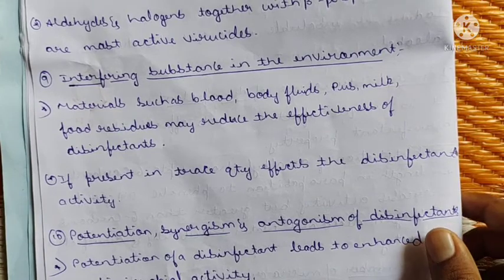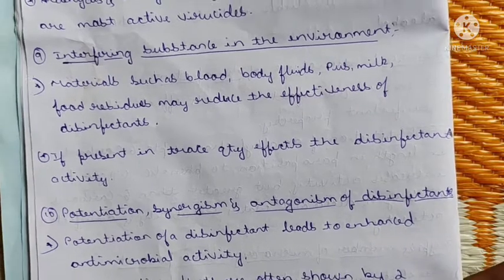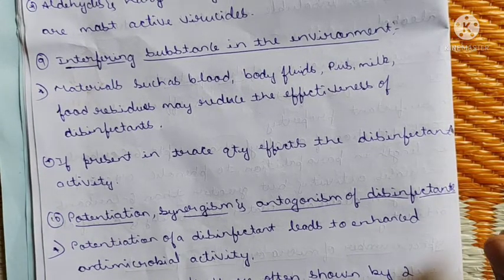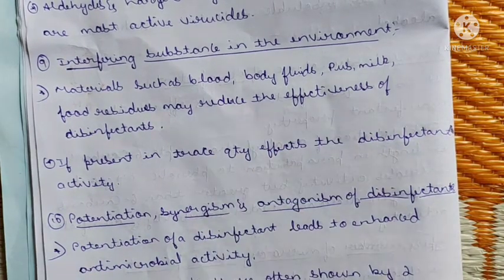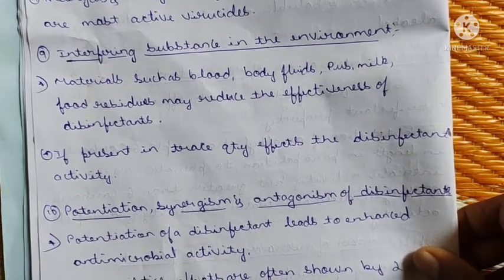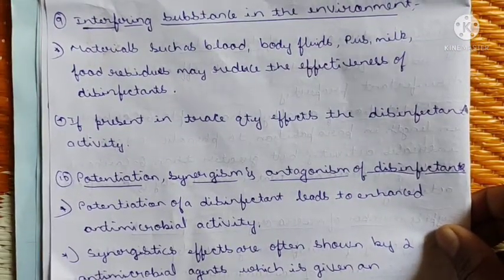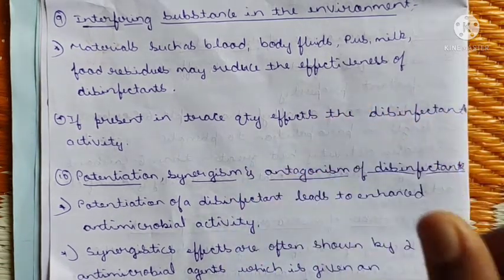Then potentiation, synergism and antagonism of disinfectants. Potency of a disinfectant leads to enhanced antimicrobial activity. See here, potentiation or potency, my dear brothers and sisters, means the strength of this antimicrobial agent. If the antimicrobial is strong and highly concentrated, it kills greater numbers of microbes and has greater antimicrobial activity. If the potency is less, it is of no use. So potency should be greater. The disinfectant activity also depends on this potency.